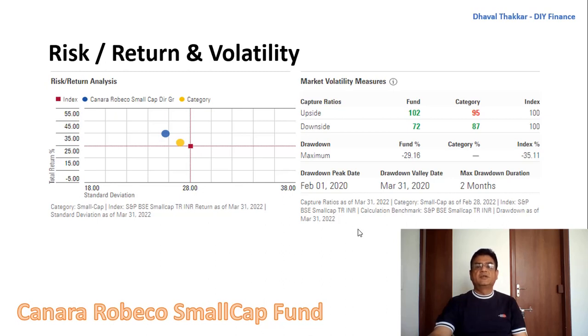Now let's see the risk to return graph. Here on x-axis we have standard deviation, whereas on y-axis we have total returns. It is very evident from the graph that the fund has better total returns value with lesser standard deviation as compared to the category average and the index, which indicates that the fund has been able to generate good returns with less volatility than both its category and index.